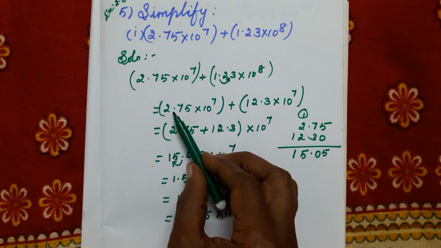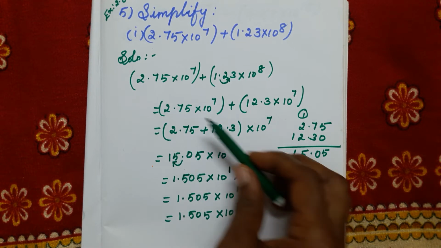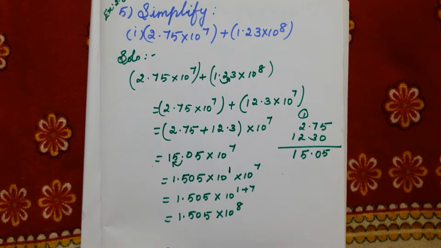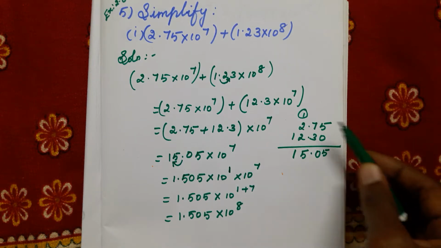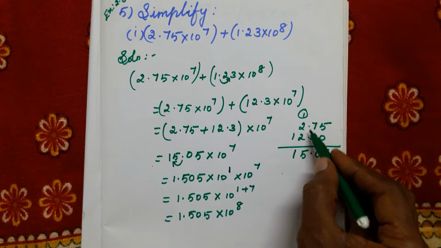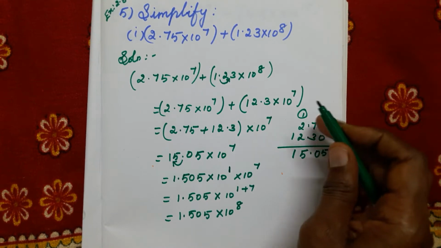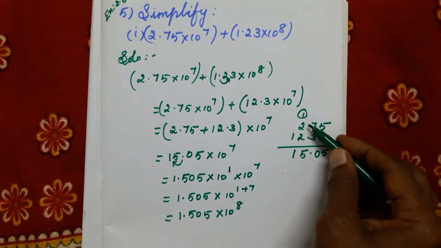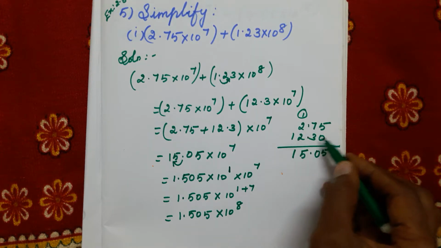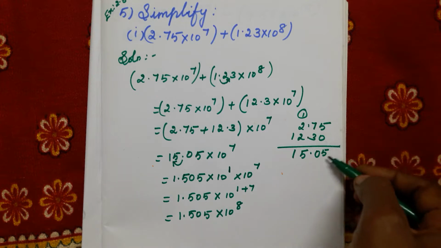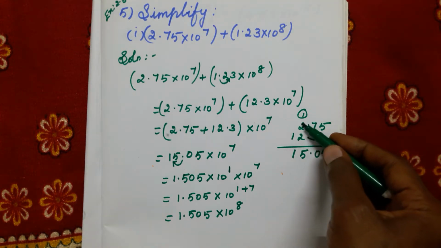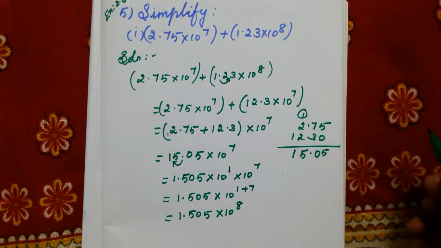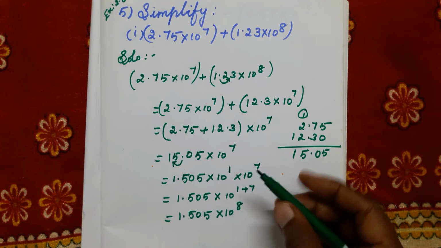So now the number is 2.75 plus 12.3 into 10 power 7. When we are adding both, we have to add like this only. The points should be one below the other. So 2.75, 12.3. Here 12.3, 0 also included. So 5, here 7 plus 3, 10, 1 carry, 2, 2, 4, 5. 15.05 into 10 power 7.